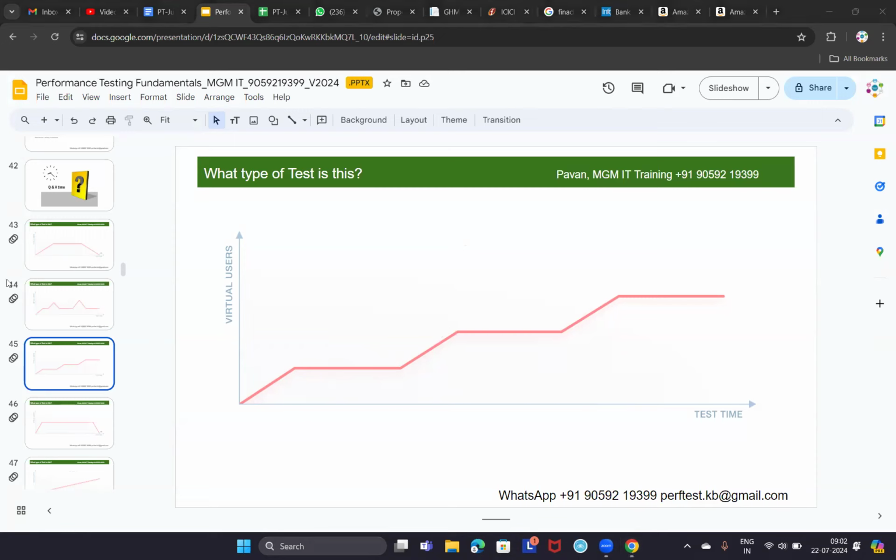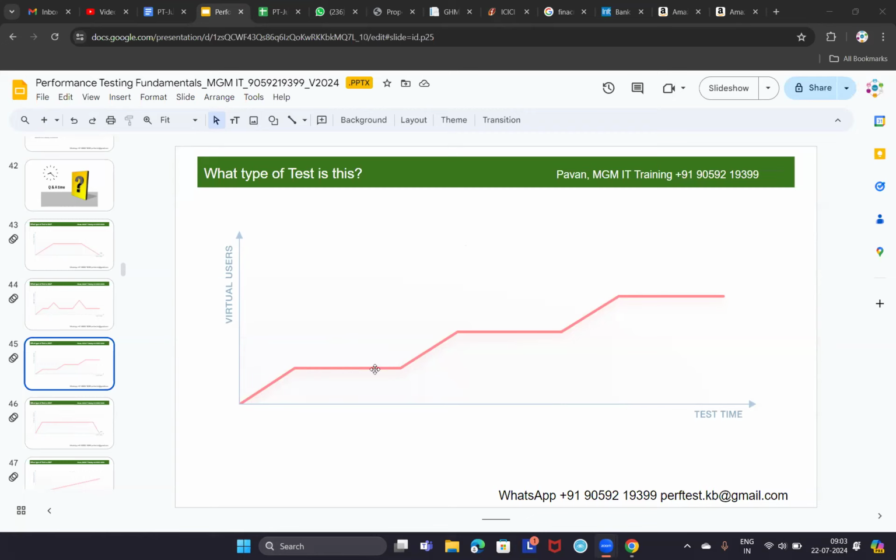Let me draw that. Okay. So we are ramping up user load here, and then maintaining some steady state here. And again ramping up the user load, again steady state, again ramping up the user load, and again maintaining some steady state. So we are gradually increasing the user load, right? And this graph best represents a stress test, isn't it? What is the objective of doing a stress test? To identify the breakpoint of the app. To identify the breaking point of the application, right?